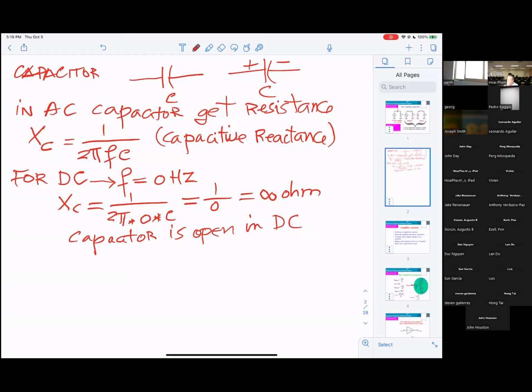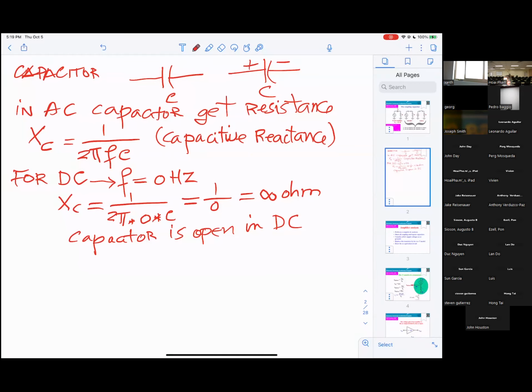Now I can prove for you why we say capacitor is open. That means no current can flow through the capacitor in a DC circuitry.